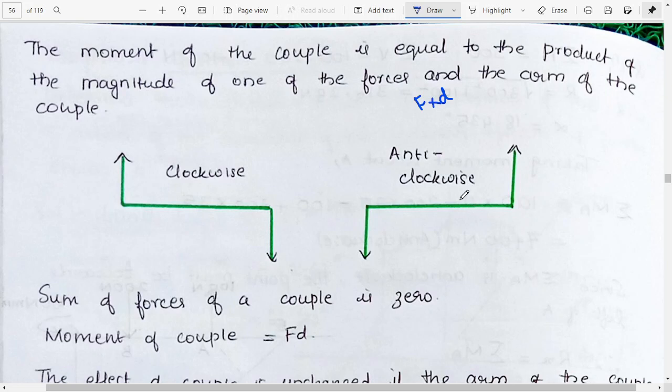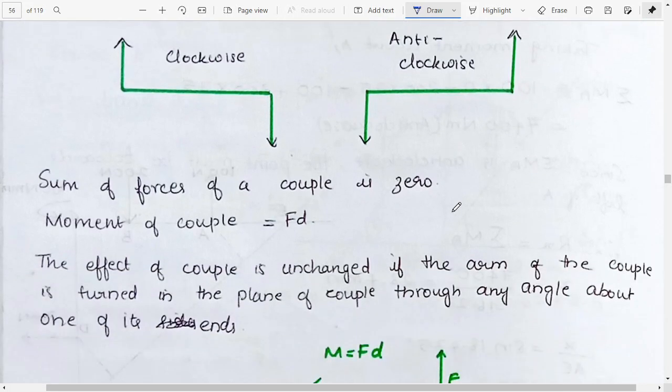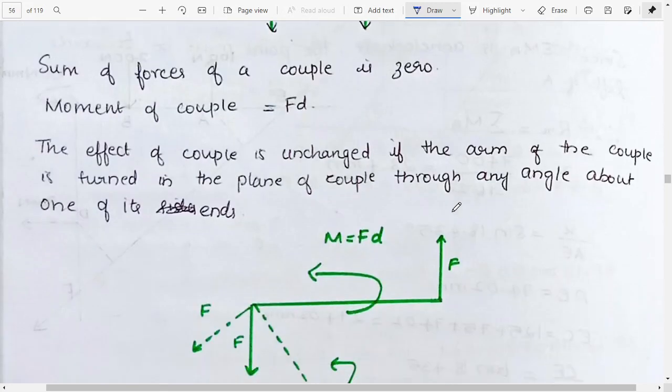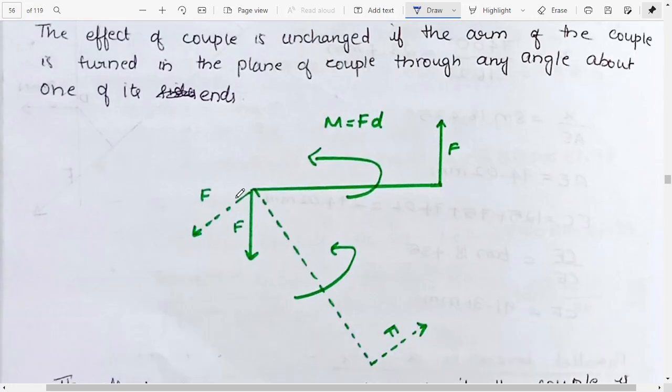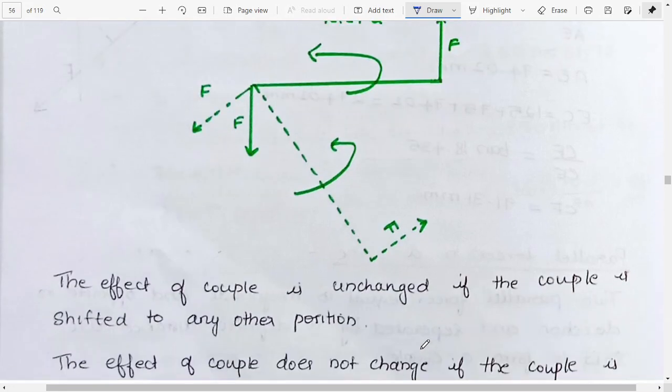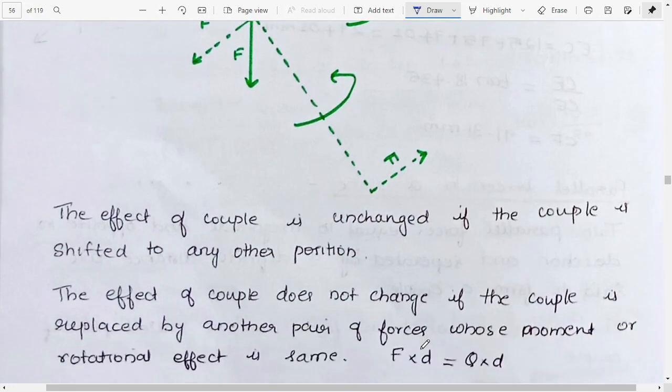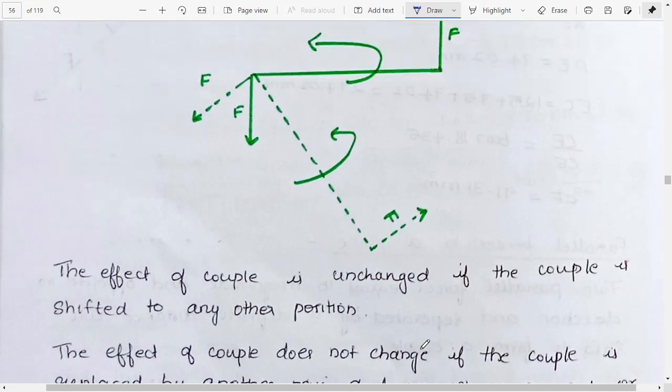The sum of forces of a couple is 0. The moment of a couple is equal to F into D. The effect of a couple is unchanged if the arm of the couple is turned in the plane of the couple through any angle about one of its ends. It's saying that even if this couple is changed through an angle from this point to any other angle, the effect of the couple will remain the same. It won't change. The effect of a couple is unchanged if the couple is shifted to any other position also.